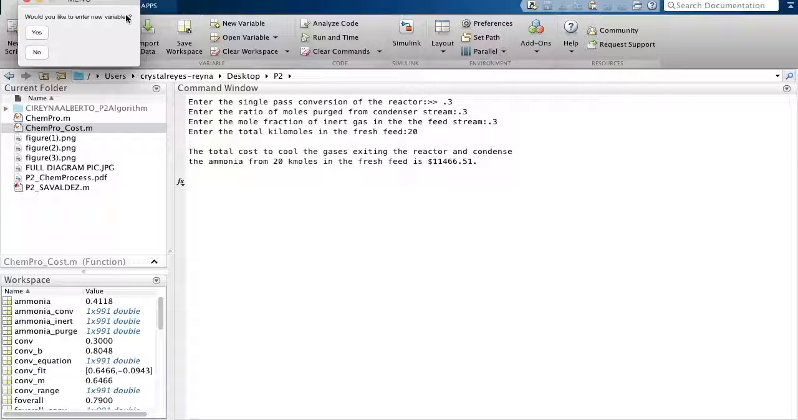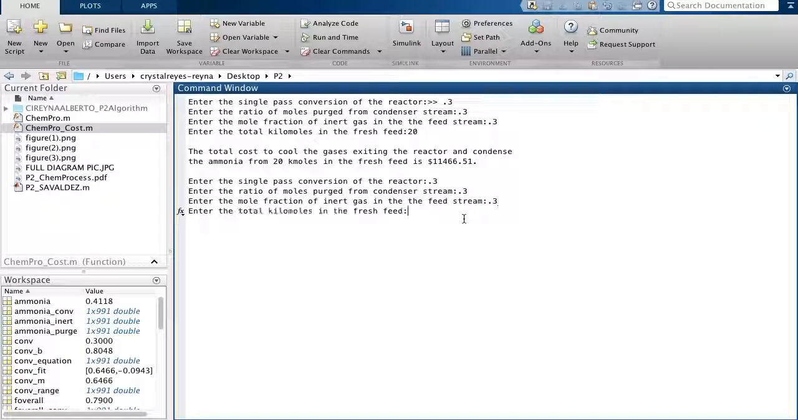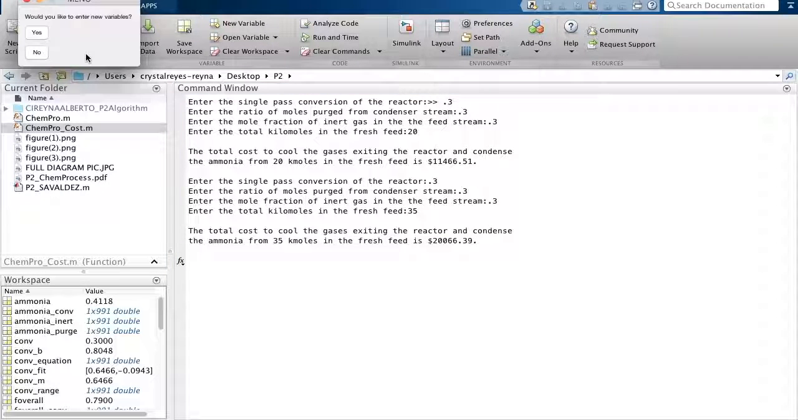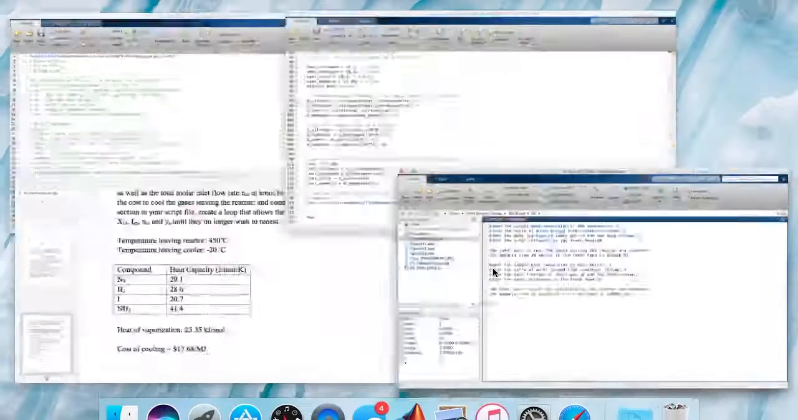We also created a menu to ask, would you like to enter new variables? If we click yes, we start the whole thing over again, until the user says, no thank you, we are done with our ammonia production. This program would really help to minimize the cost of production of ammonia while also maximizing the actual process of ammonia. Well, thank you everyone.